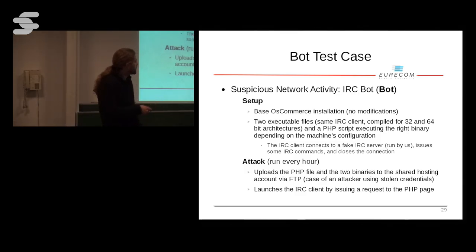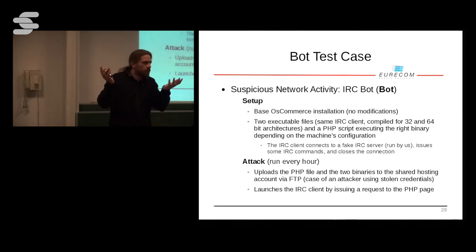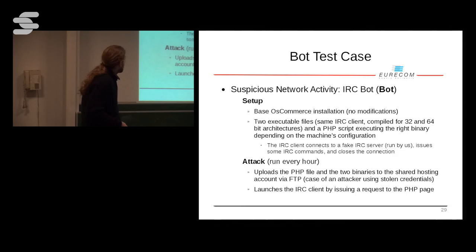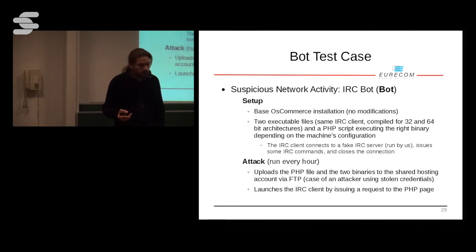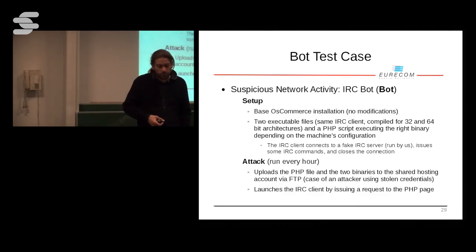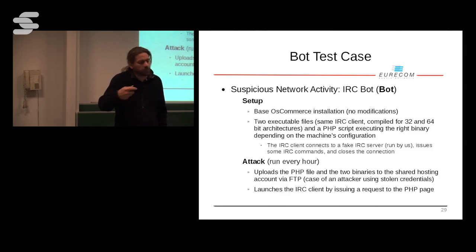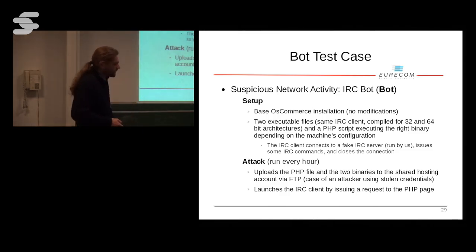The IRC client is connecting to a fake IRC server that we run, so it's not really malicious. And then every hour, we run the attack. We upload the PHP file with the two binaries, and we do this via FTP, as if the account was compromised. And then we launch the IRC client by going to the PHP page. So this is one attack.